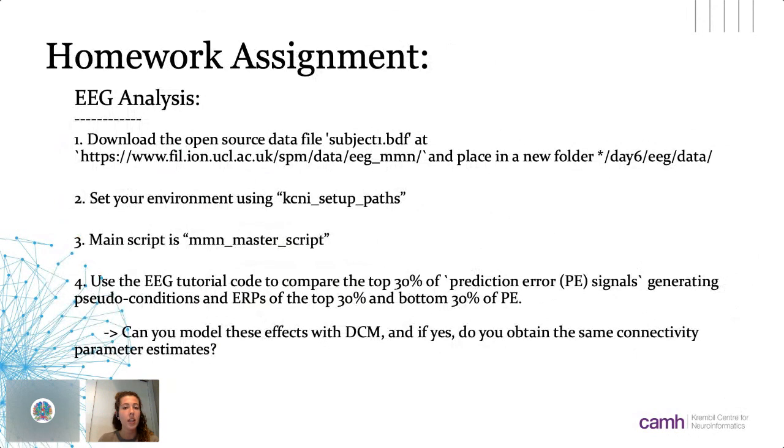And so just to finish off, as Andrea mentioned, there is an extra homework assignment, and there is more info on GitHub, and that's where it can be found. Again, in the day 6 folder and under the EEG folder, you'll find this MMN master script here. It will take you through the pre-processing and the model-based analysis using the HGF of one subject's EEG data. And at the very end, you can also model this using DCM and explore the different parameters, and attempt to answer these questions. If you have any questions, we probably went a little over time, but we'll be around after the next section.